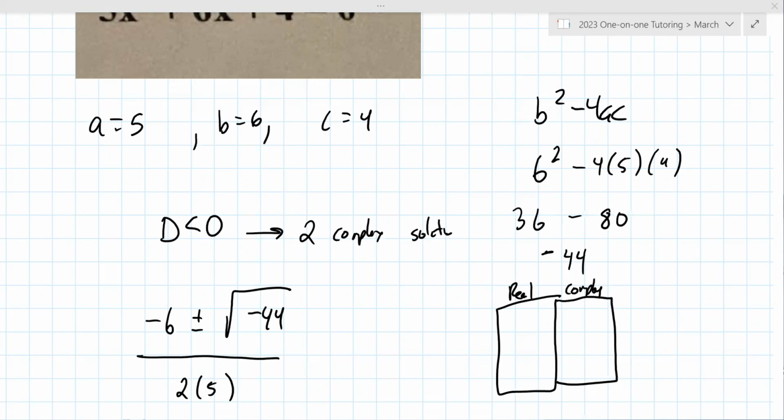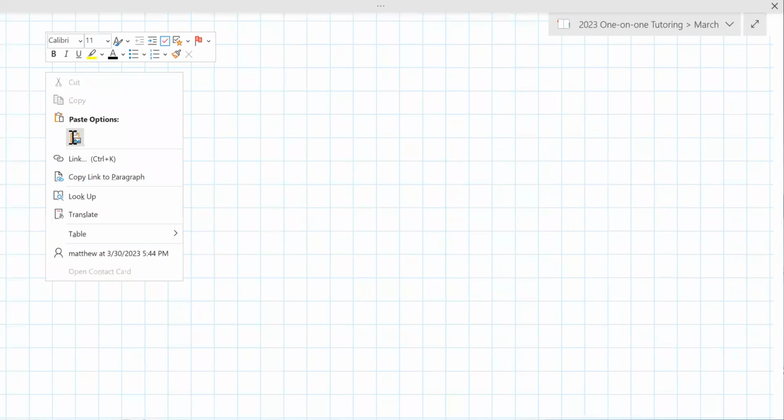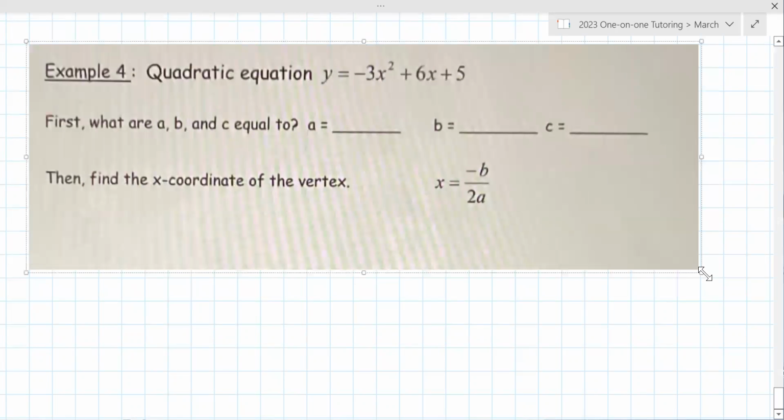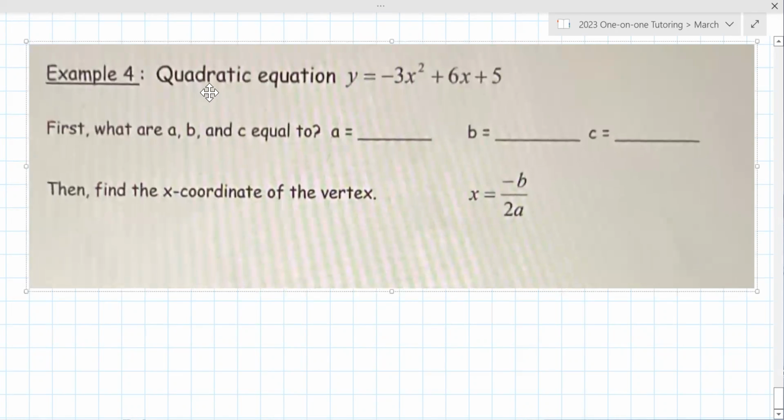All right. Well, so start with example 4, number 1. So we've done a lot of this. This should be very clear. So quadratic equation is given. They don't set it equal to 0, but you can think of it that way if you want. That's the way we've been doing it. What are the values of A, B, and C here? A is -3, B is 6, and C is 5.